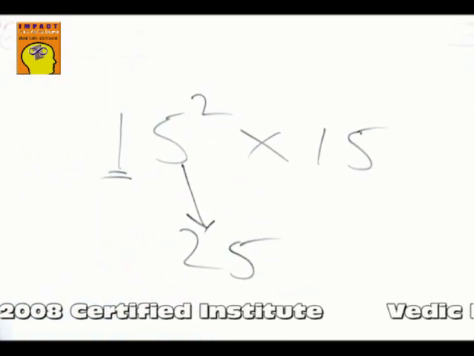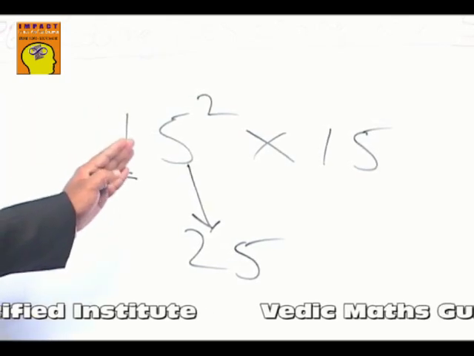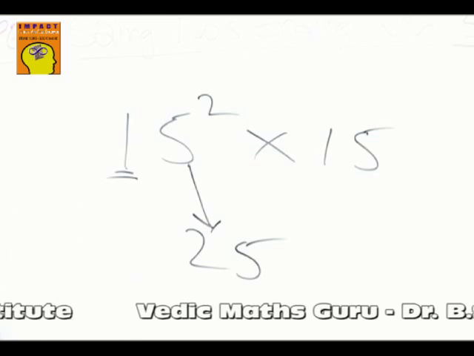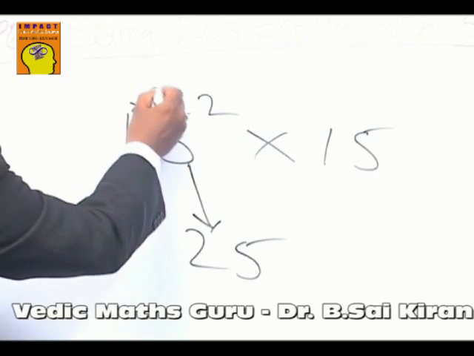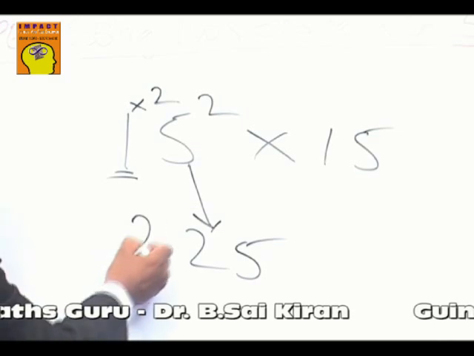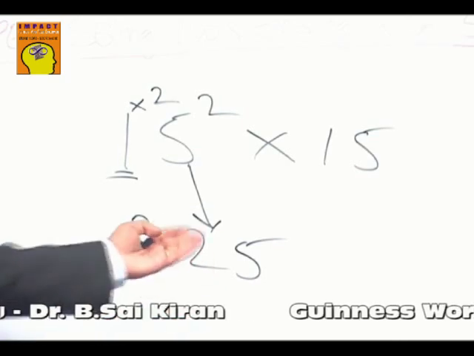Now, focus on the left number, take 1. What is the next number in sequence after 1? It is 2. So just multiply 1 into 2. You get 2 and just write 25 after the number, and that's the answer.